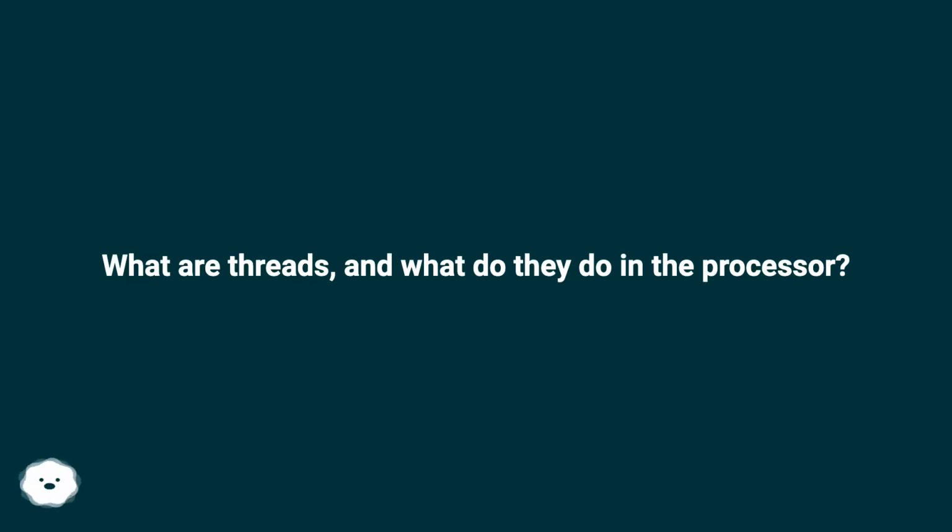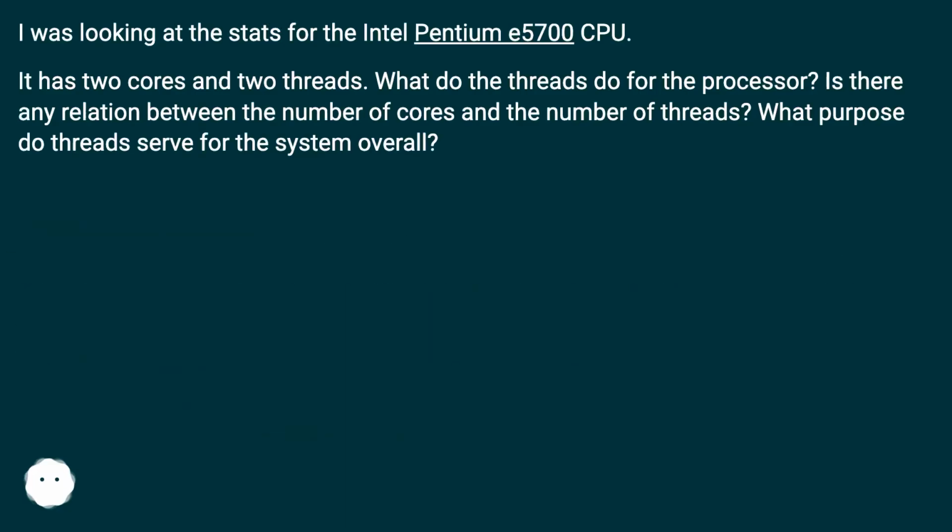What are threads, and what do they do in the processor? I was looking at the stats for the Intel Pentium E5700 CPU. It has 2 cores and 2 threads. What do the threads do for the processor? Is there any relation between the number of cores and the number of threads? What purpose do threads serve for the system overall?